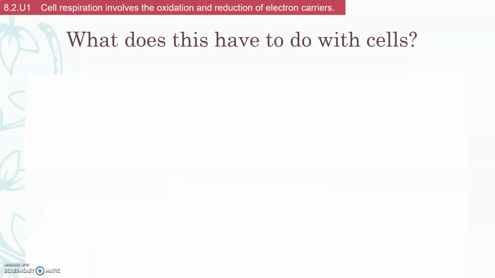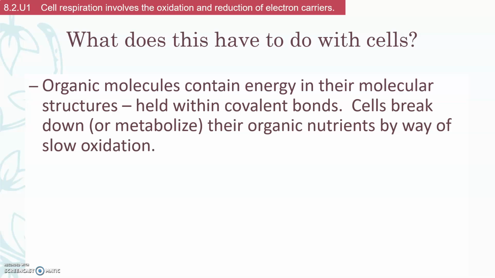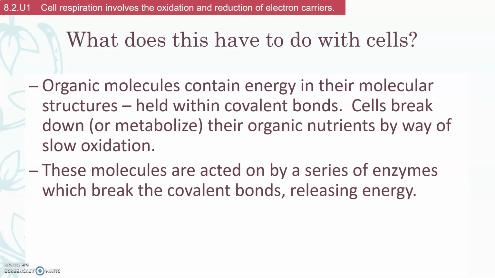So what does this all have to do with cells? Organic molecules, such as glucose, ATP, and so on, contain energy in their molecular bonds. Cells can break down these nutrients by way of slow oxidation so that they can gradually release the energy that is held within those bonds.